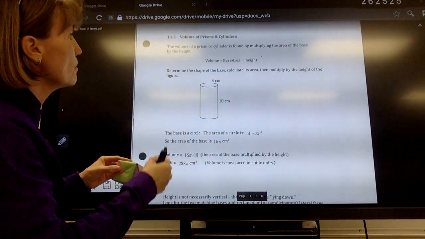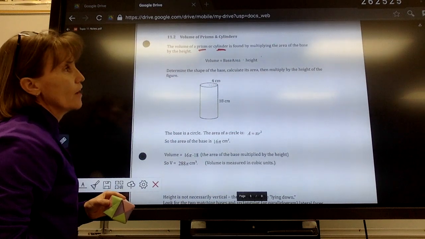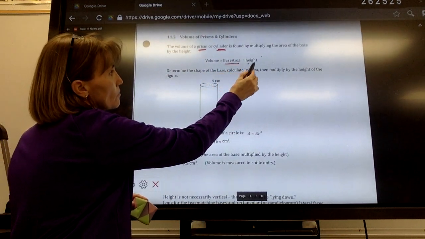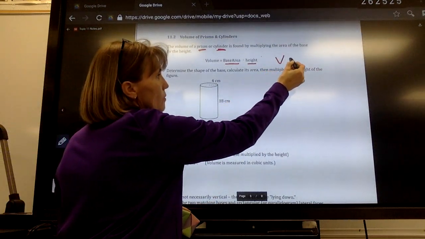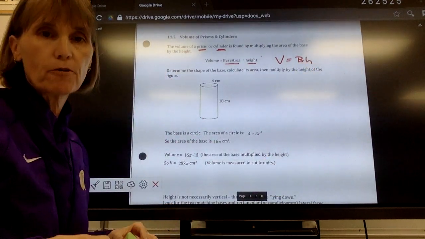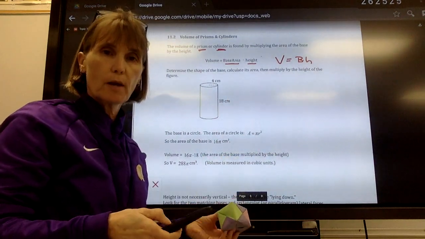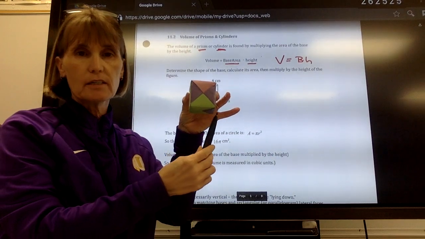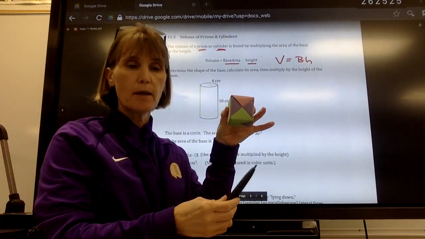Okay, and it says the volume of a prism or a cylinder is found by multiplying the area of the base times the height. Okay, so what you're going to see as a formula is volume equals base times height. Now they use a capital B for base because the base changes depending on the figure we have, right? So if I have a prism like this, the base of it is a square in this case, or base times height to get the area of the base.